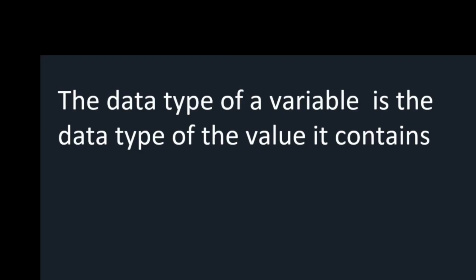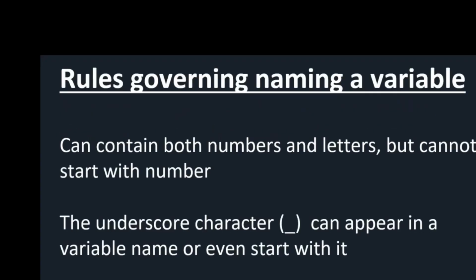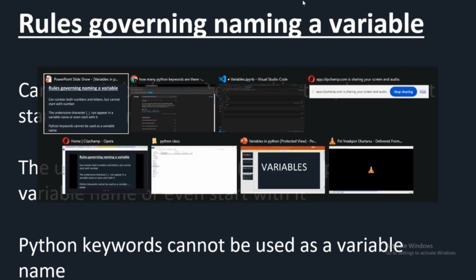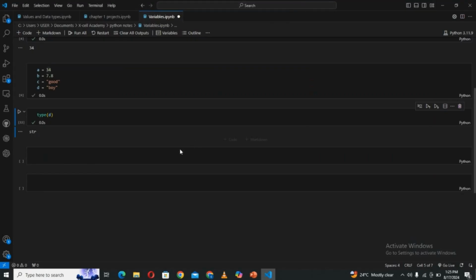So next, rules governing the name of a variable. This is very important. The first rule is that variable names can contain both numbers and letters, but cannot start with a number. So let's explain this. The variable name can contain both numbers and letters, but cannot start with a number. This is what I mean.